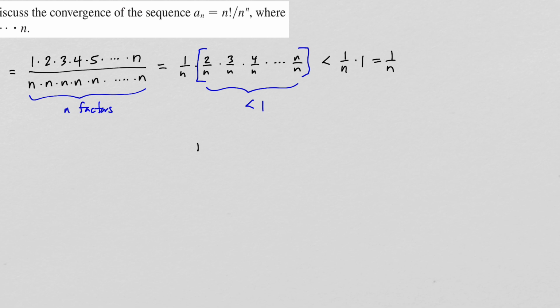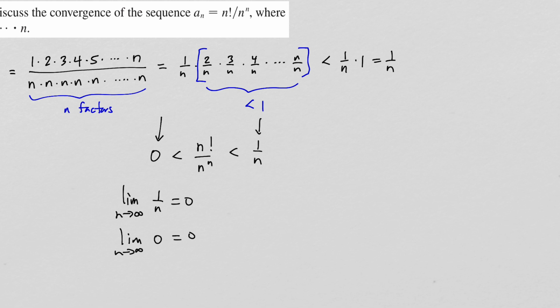So what we have is n factorial divided by n to the n power is always less than 1 over n, but we also know that it's always bigger than 0. But we know the limit as n goes to infinity of 1 over n is 0. And of course, the limit as n goes to infinity of 0 is 0. So both of these go to 0 as n goes to infinity. Therefore, by the squeeze theorem, the limit as n goes to infinity of n factorial divided by n to the n must also be 0.